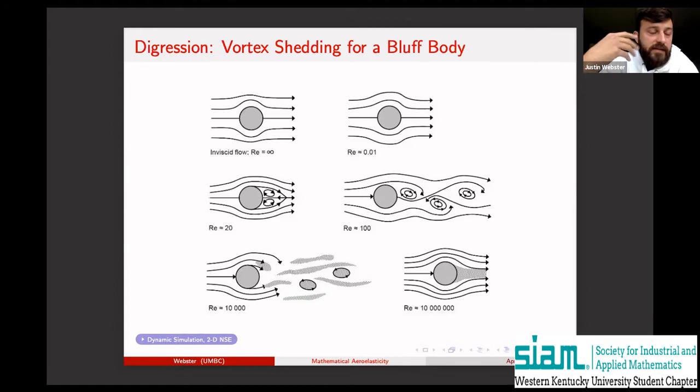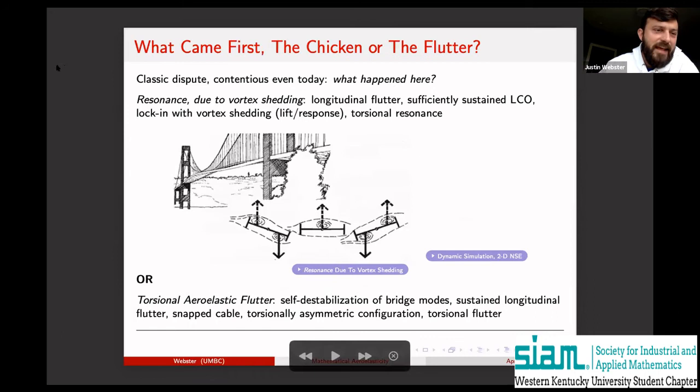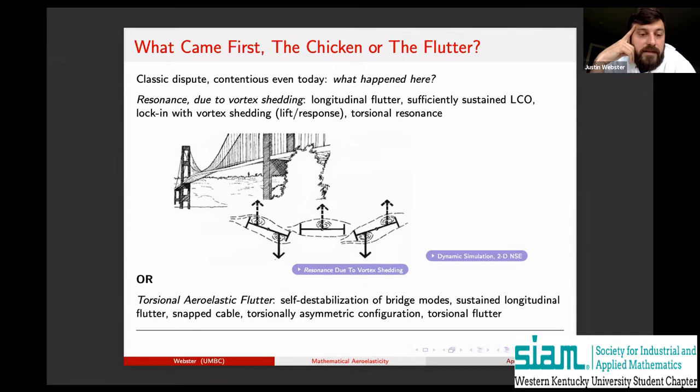So our contention is, in fact, that that is not what happened. And I say "our" like it's mine, but people have been arguing about this for, like I said, 80 years. What we believe is, instead of resonance due to vortex shedding, this is actually due to flutter, right? Which is a different phenomenon. And flutter is something, as I talked about before, which has nothing to do with viscosity. It has nothing to do with vortices. It's a self-destabilization that can basically happen to any structure that is placed in wind flow.